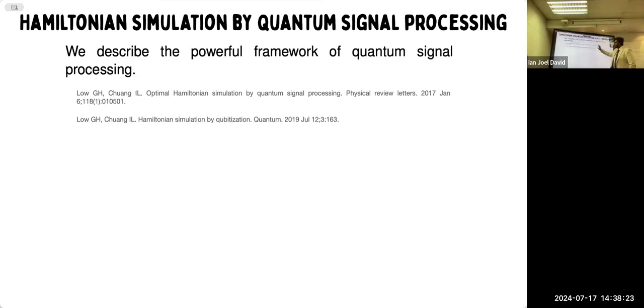So these are the two most important references for quantum signal processing. It was developed by G.H. Low and I.L. Chuang, and this is the same Chuang from Nielsen and Chuang, if you're curious. They developed this algorithm called quantum signal processing, and then qubitization, which they showed in these two papers how you can use to do optimal Hamiltonian simulation.